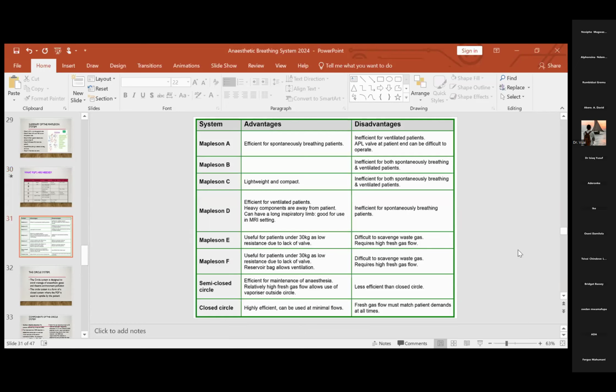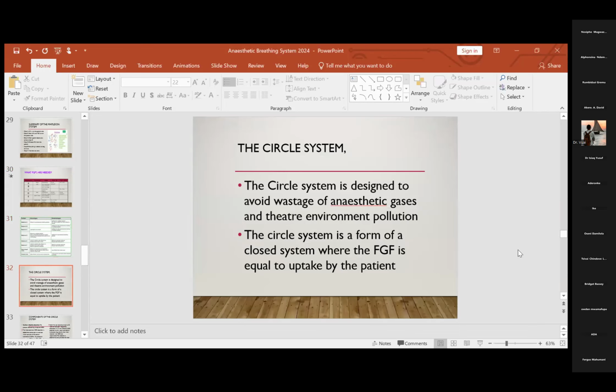Okay, so this table is just to summarize all that I've been saying, just familiarize yourself with it. All right, so the other thing we're going to talk about is the circle system. Remember, when we started, we said there are 4 classifications of the anesthesia breathing system. We have the open, semi-open, semi-closed, and closed. All right, the circle system is an example of a closed system where the fresh gas flow is equal to the patient's uptake. All right, and it is designed to avoid wastage of anesthetic gases and to reduce theater environment pollution.